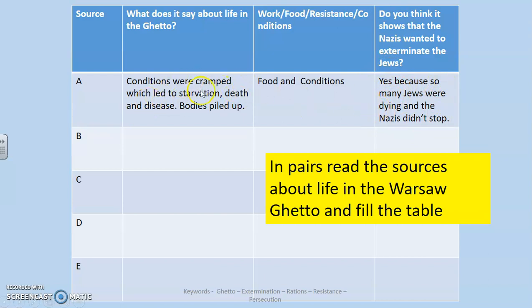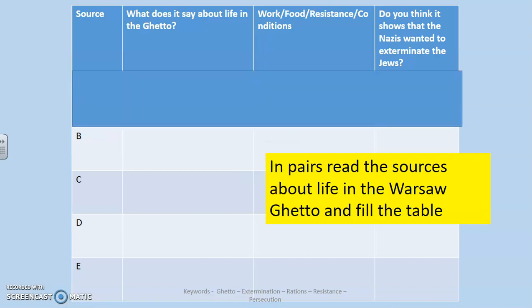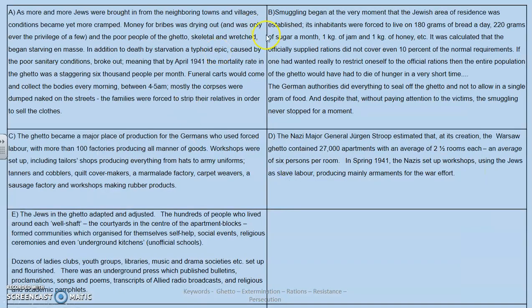Using my example as a model, I'd like you to have a go at sources A, B, C, D and E. I think to do this properly will take you 10 to 15 minutes, making sure you read all the sources really carefully and considering your answers. So pause the video now. I'll put on the sources. Pause the video now and have a go at that task.